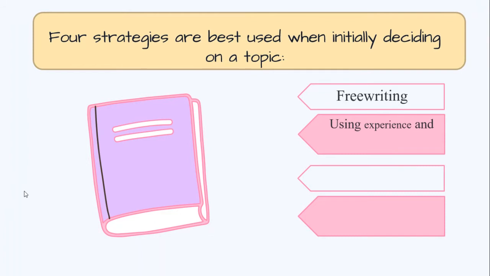The second strategy is using experience and observation. When selecting a topic, you may also want to consider something that interests you or something based on your own life and personal experience. Reading. Reading plays a vital role in all the stages of the writing process, but it first figures in the development of ideas and topics. After you choose a topic, critical reading is essential to the development of the topic.